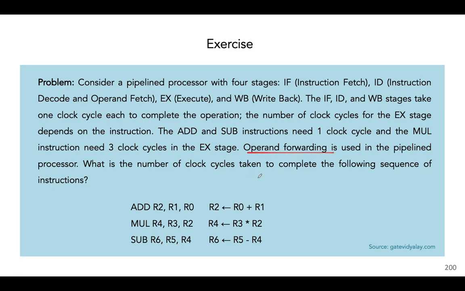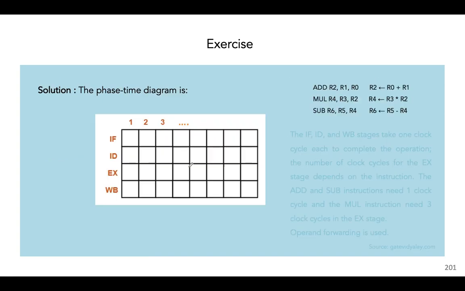What is the number of clock cycles taken to complete the following sequence of instructions? So these are the 3 instructions that we are supposed to perform using a pipeline. The number of stages are given. We have 4. Number of clock cycles for each of these stages is also given. We have to calculate the number of clock cycles required. Now see, we have already done these kinds of questions in the previous videos where clock cycles were to be counted, and as you might remember, we used a phase time diagram.